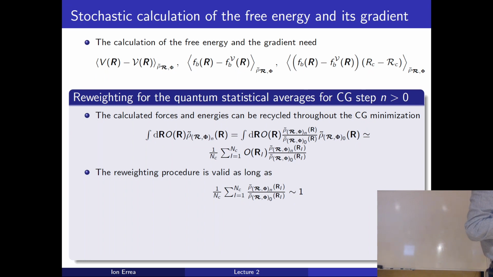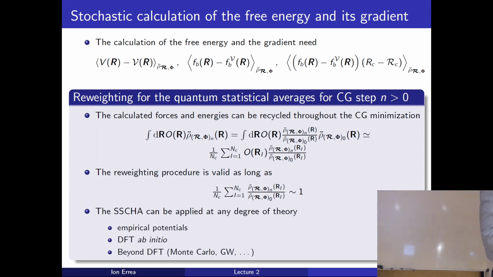Okay, the reweighting scheme that we have here is valid. But if this integral comes out different from 1, basically we are doing something very wrong. So somehow this tells us when we are doing well with the reweighting and when we are doing badly. I think I have another slide for that. Yeah, here, another remark.